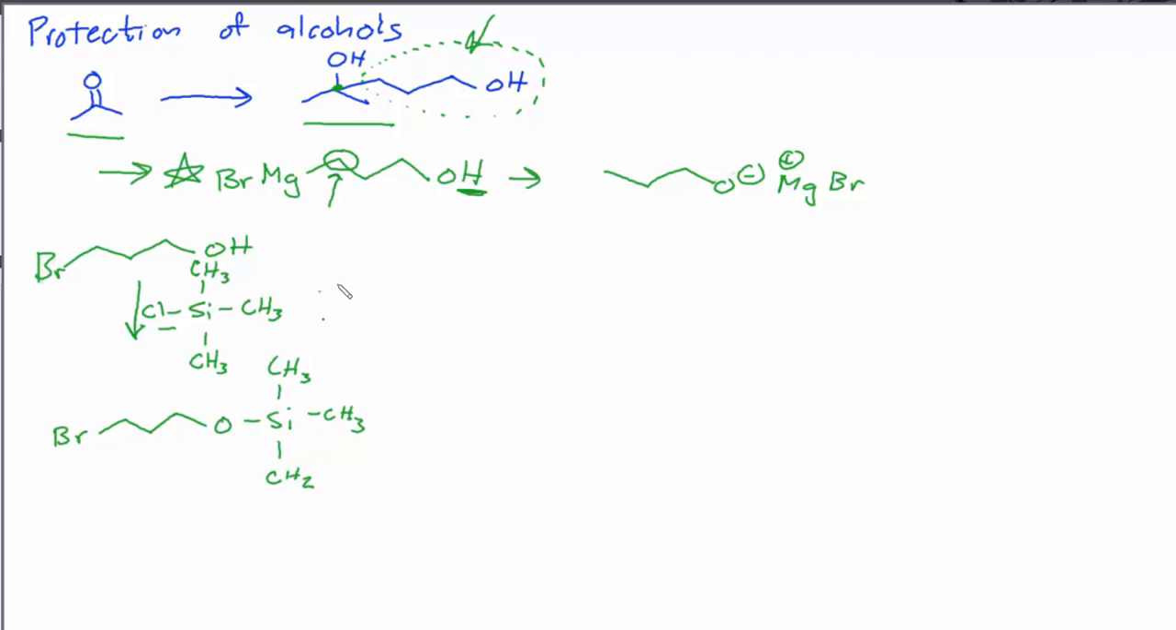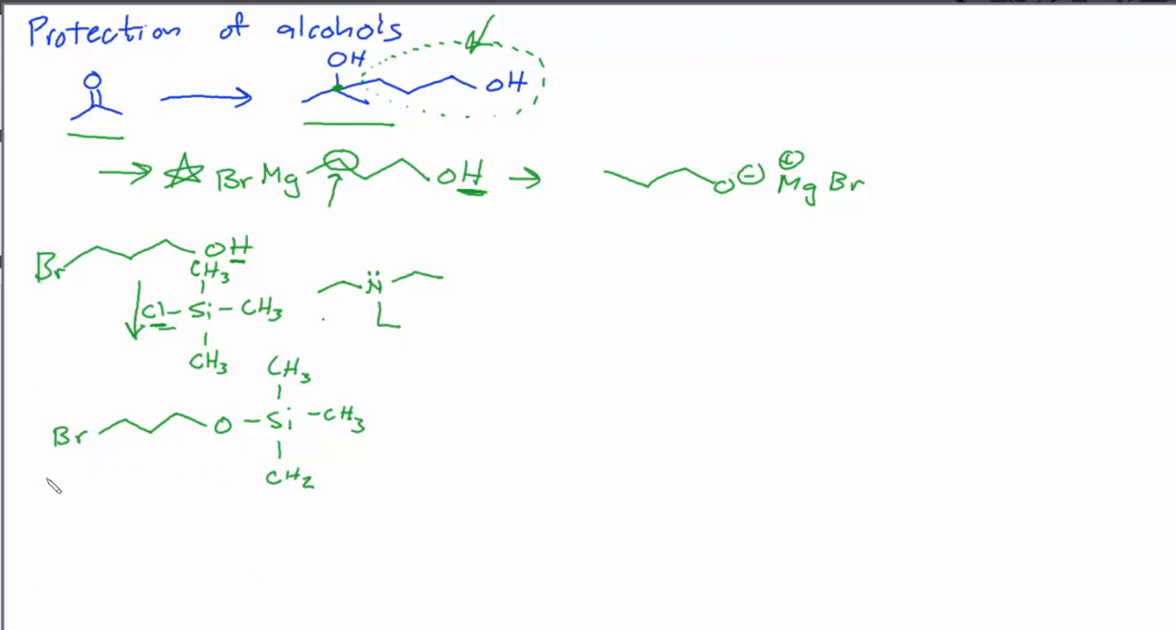We're also going to use some base here. Triethylamine can be used to remove extra hydrogens. It's a good base, it's not a very good nucleophile, and so basically we put it in there to soak up any acid, because we're going to make HCl in this case, and we need the triethylamine to soak that up. So we do the reaction, we now have the O-silicon bond here.